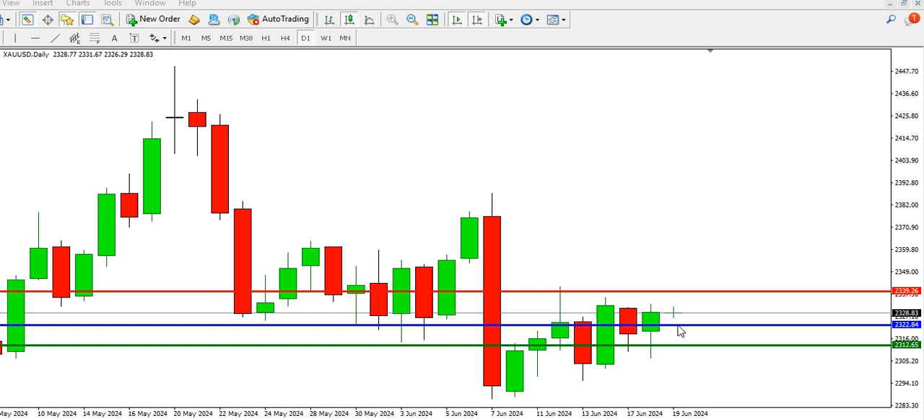Now if price tests the pivot line and breaks it, we have the first support at 2312 for the day. So right now we have yesterday's candlestick as a bullish candlestick with a wick, indicating that price pushed upward, retraced, then pushed upward, indicating that we might have price continue its direction upward.